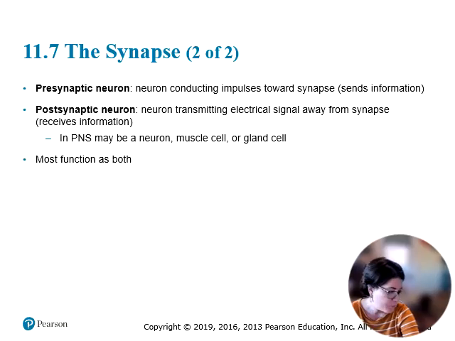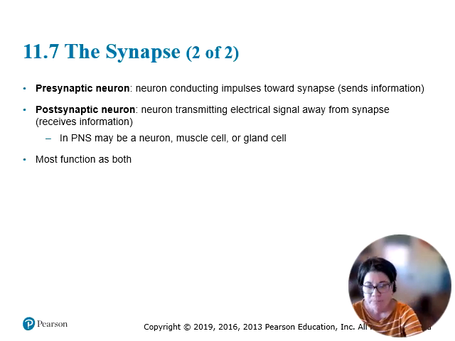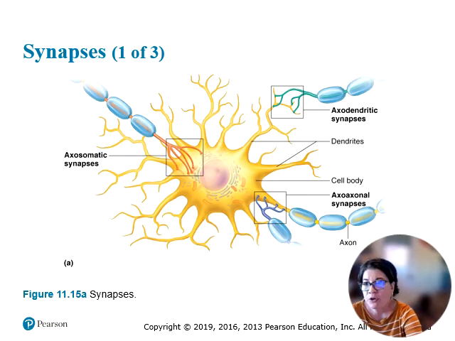So there's what we call the presynaptic neuron and the postsynaptic. The presynaptic is like neuron A, and then postsynaptic is neuron B. So the nerve impulse is going from A to B. That's what those two words mean. And one neuron could be both. One neuron could be A at one time and B at another time.